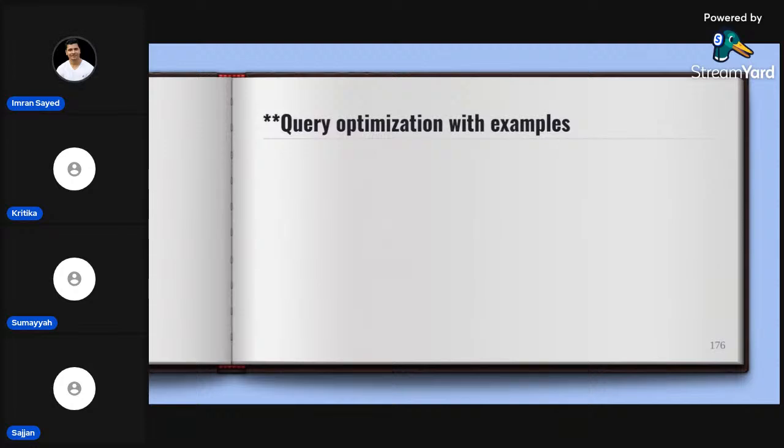Okay, I want somebody to read this. Kritika? Yes. Query optimization with examples.